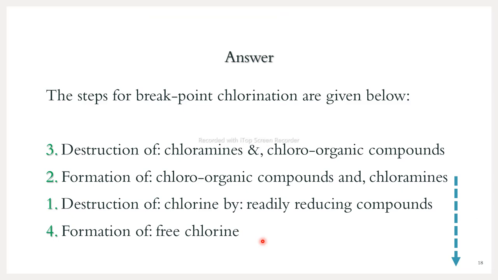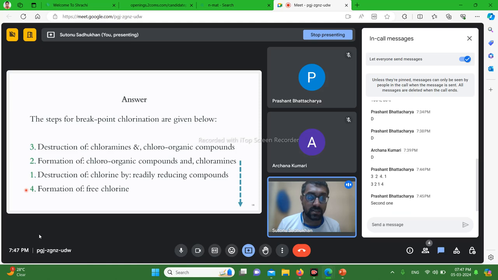So you can see that yes, 3, 2, 4, 1 is the correct sequence, as Prashant has rectified. As I told in my first or second class, I don't remember, where I described what UV treatment is, what ozone treatment is, and what chlorine treatment is.